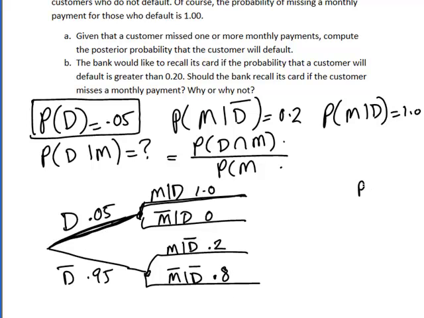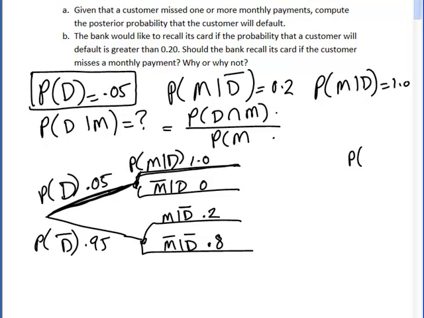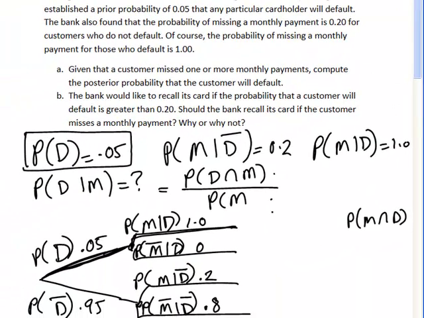We also know that the joint probabilities can be written here. All of these are probabilities that I've put on here, and I just haven't put the P parentheses on them, but these are all probabilities. And so the probability of M and D can be computed by taking 0.05, multiplying it by 1, which gives us 0.05. This one will be the probability of D and M bar, not missing a payment, and that would be 0.05 times 0, which is 0.